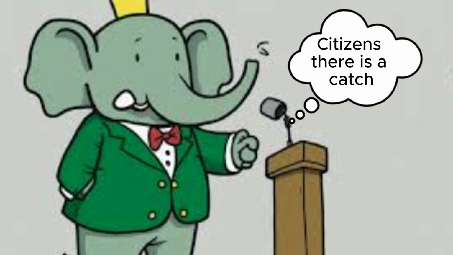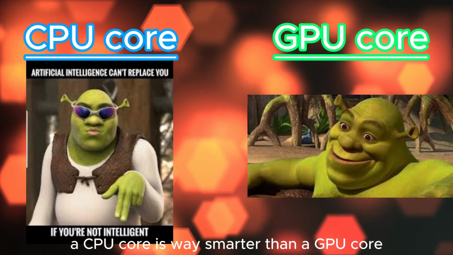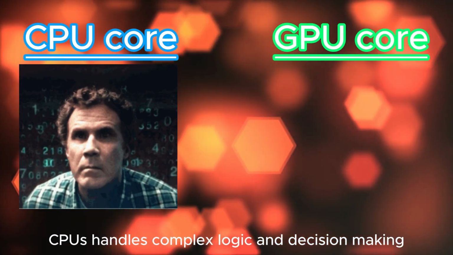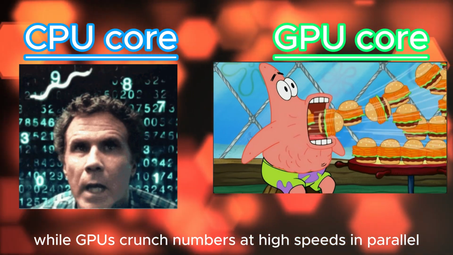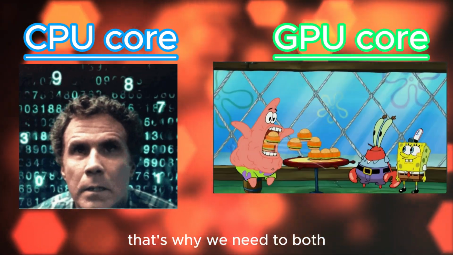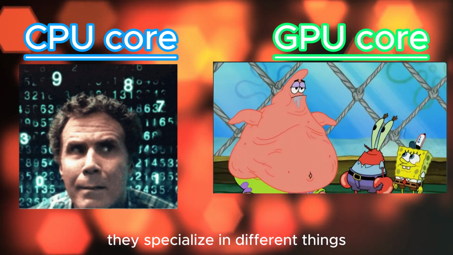There is a catch. A CPU core is way smarter than a GPU core. CPUs handle complex logic and decision making, while GPUs crunch numbers at high speeds in parallel. That's why we need both. They specialize in different things.